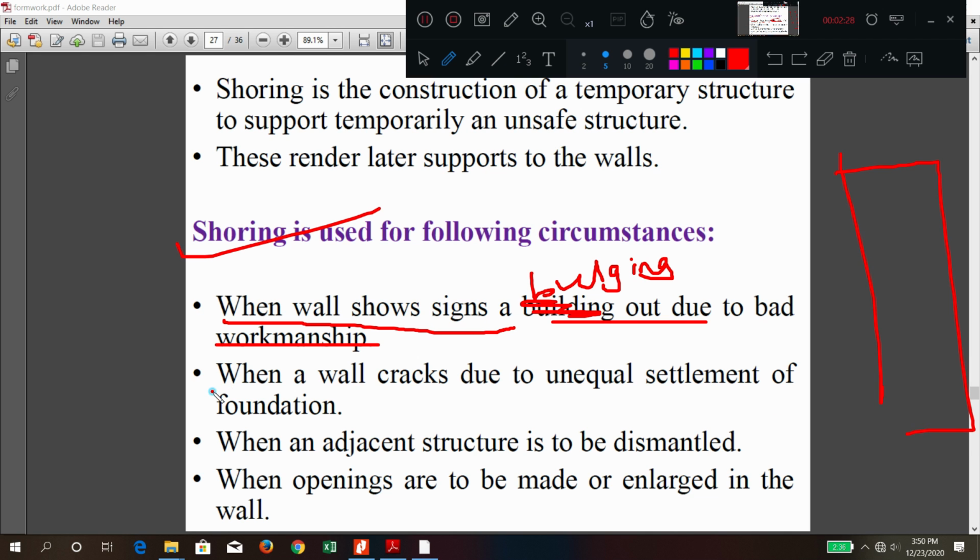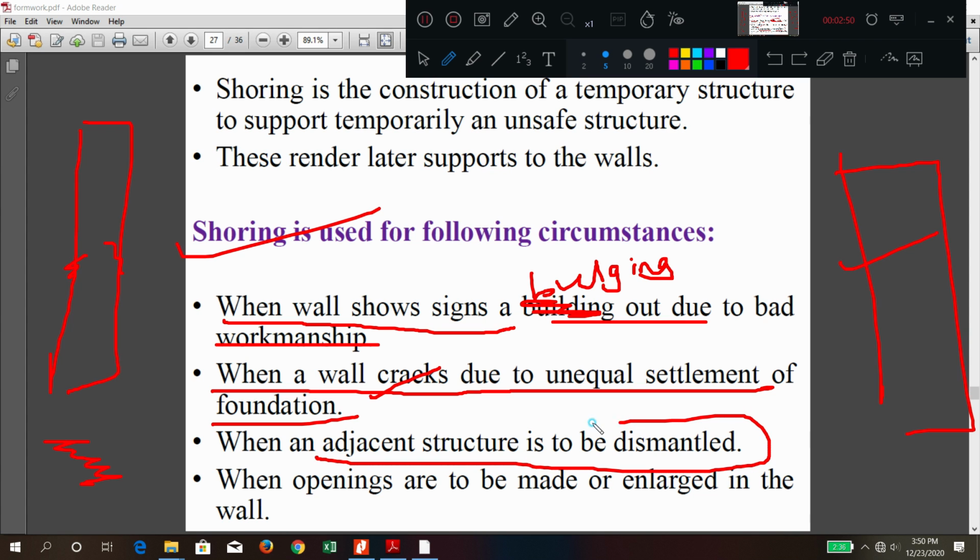When a wall cracks due to unequal settlement of foundation, as we have discussed, cracks will come. To stop these cracks, we go for shoring works. So shoring is used when the wall is bulging, when there are cracks, when there is unequal settlement, and when an adjacent structure is dismantled.